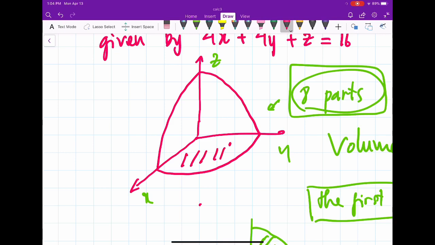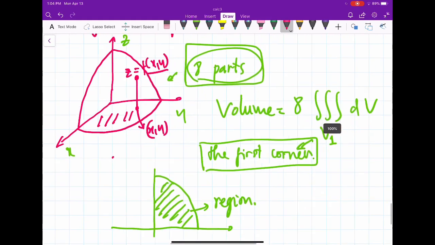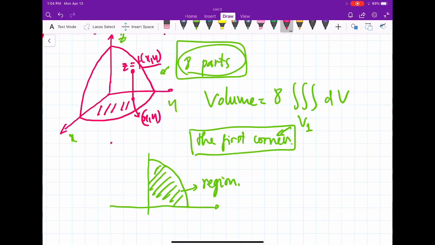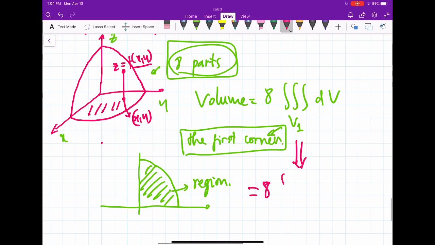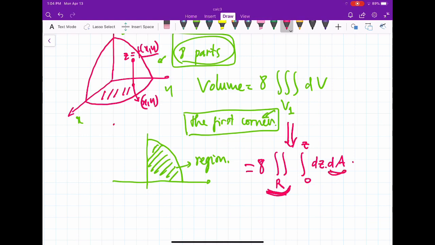If you pick some point x and y in here, you would have some corresponding z right here, which is f of x and y. And as we discussed at the beginning of this video, you would think, yes, this triple integral is nothing but 8 times the integral over R, and here I have the integral from 0 to z, and then dz right here, and then dA. Let me write that very naively, okay. So we need to work on this and on this too.